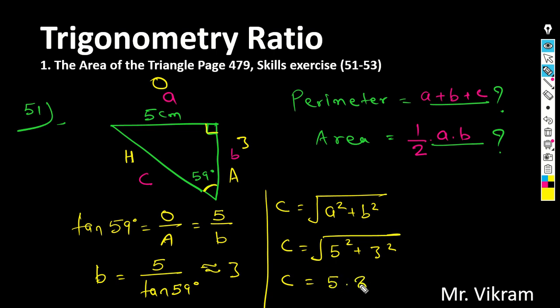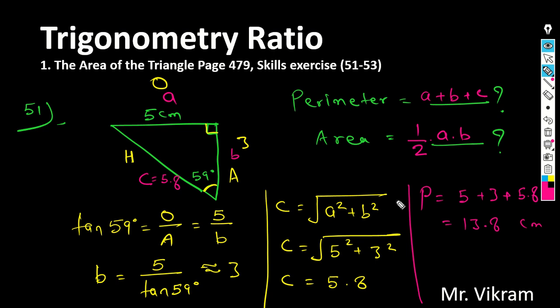approximately 5.8. Now it's easy, you know all the sides. So here c is 5.8. Let me use a different color. Good. Now you can just put in the formula. Perimeter P is equal to a plus b plus c. A is 5, b is 3, c is 5.8, and your answer will be approximately 13.8 centimeter.